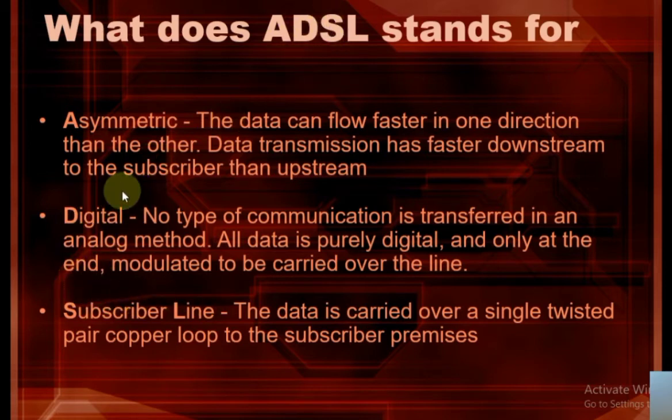So the next thing we'll see is that A stands for asymmetric, D stands for digital, and SL stands for subscriber line. Digital means what I mentioned before: the system is a digital platform, which means that there is no analog, and the data can be transmitted only in a pure digital platform. There is no analog communication inside the system here. The analog method is not supported in this ADSL. It's already digital, and only at the end does the modulator carry it over the line.